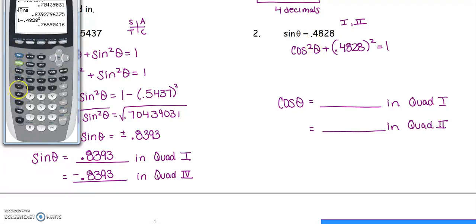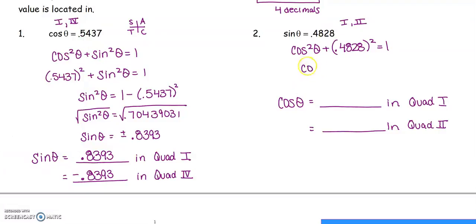So now we've got to take the square root of that value, and we get that that is 0.8757. So the cosine of theta is equal to plus or minus 0.8757. Now the positive one and the negative one, we've got to figure out where that goes. The positive value, in quadrant 1, all of them are positive, so that's where the 0.8757 is going to go. In quadrant 2, only the sine is positive. That means the cosine has to be negative. That's where the negative 0.8757 is going to go.